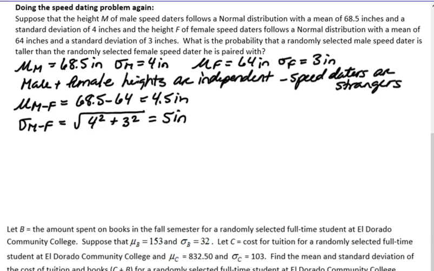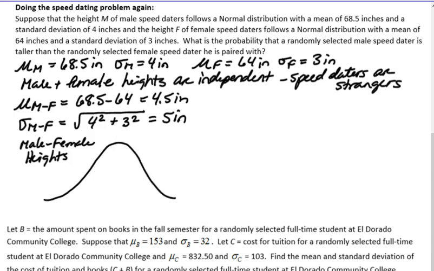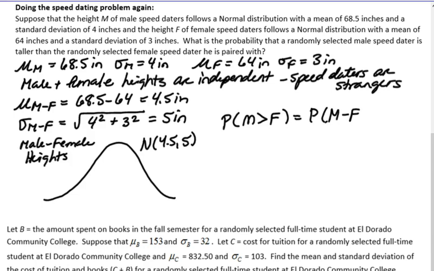So now our distribution of male minus female heights is a normal model, and we know that when we subtract two normal models, we get another normal model. So we have here a normal model with mean 4.5 and standard deviation 5, and we want to know how likely it is that the male height is greater than the female height for a randomly selected pair. We could also state that as the probability that male minus female is greater than 0.